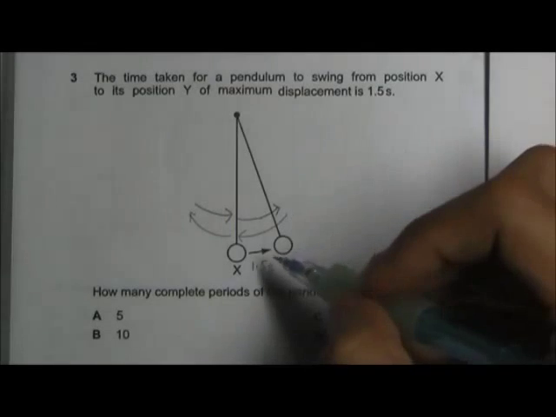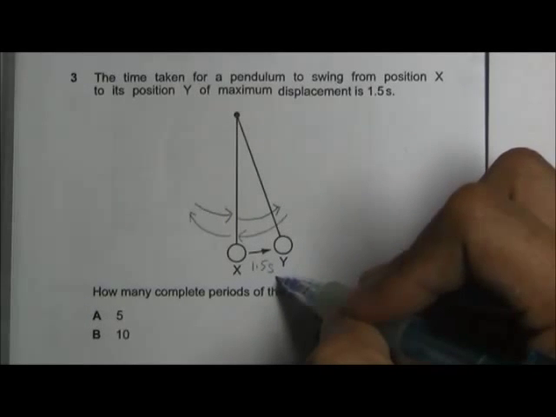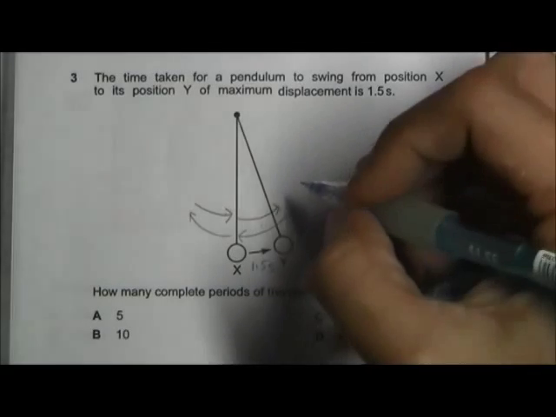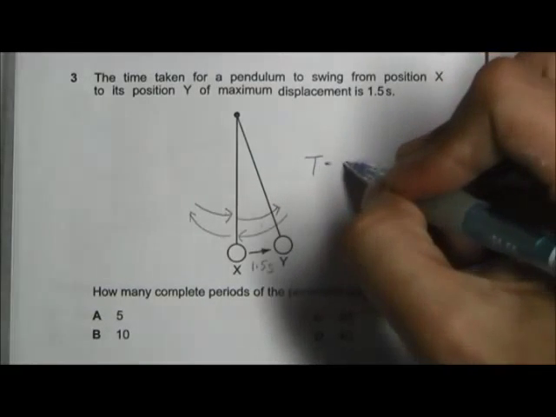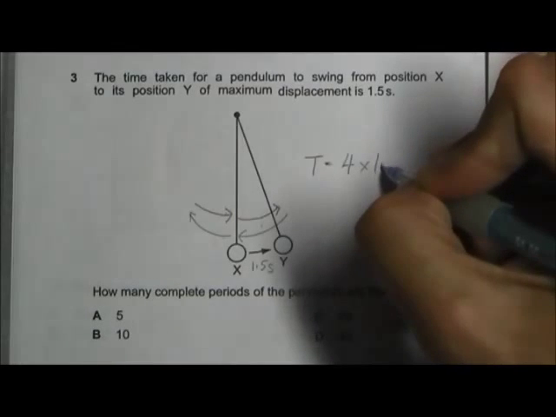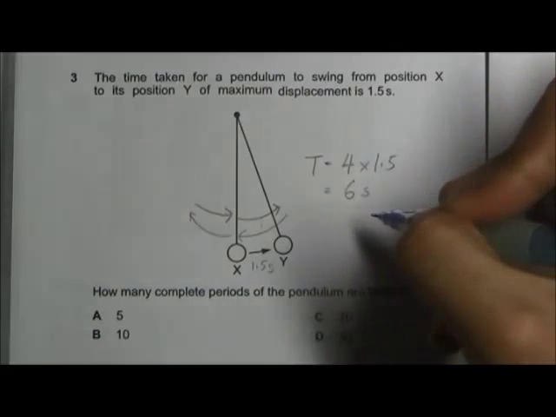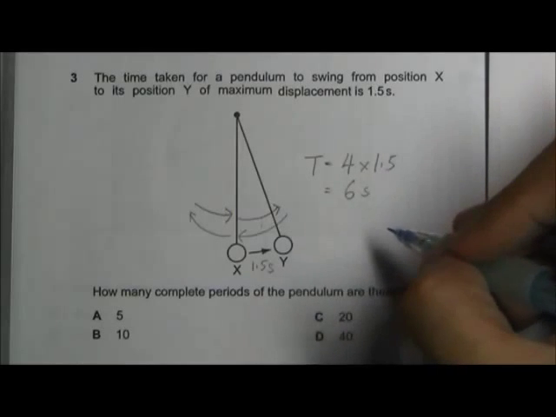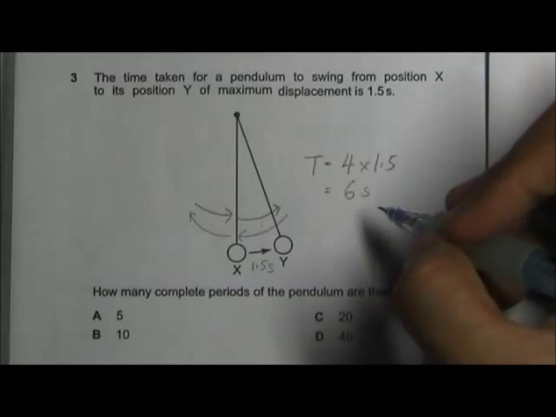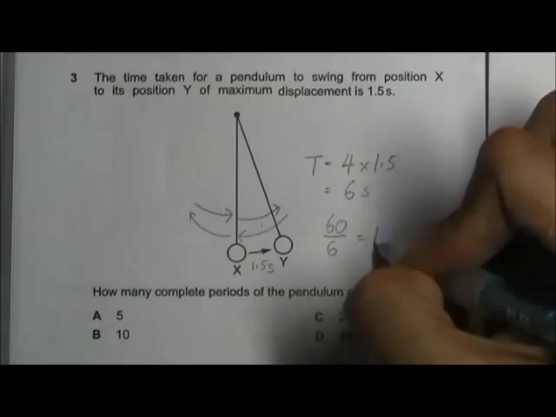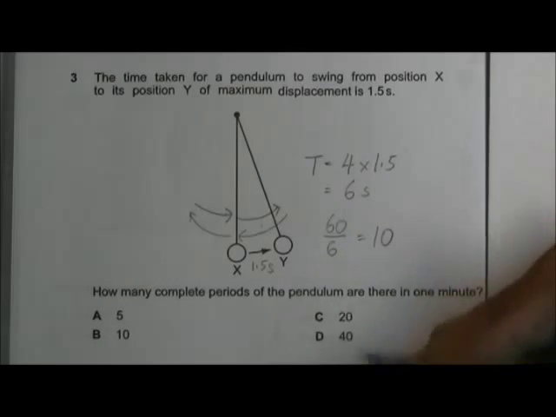So we can see that 1.5 seconds is actually 1/4 of a period, and the period should be 4 times 1.5 seconds, which is 6 seconds. And the number of complete periods that it can make in 1 minute will be 60 seconds divided by 6 seconds. That will give us 10 complete periods.